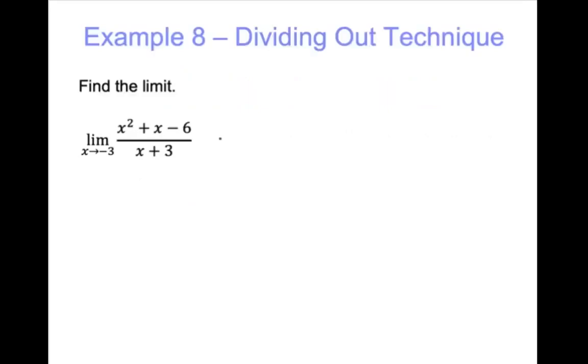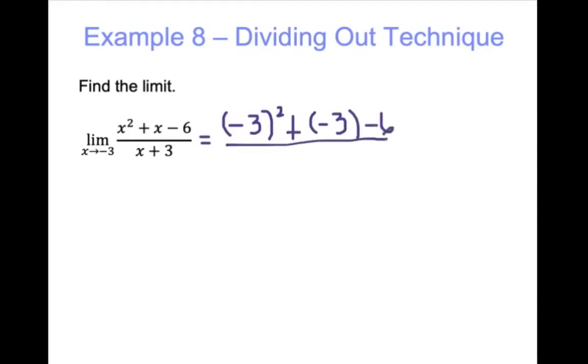Now let's practice the dividing out technique using example 8. We are asked to find the limit as x approaches -3 of x squared plus x minus 6 over x plus 3. Now we can try to use direct substitution, but let's see what we get. So it's going to be -3 squared plus -3 minus 6 over -3 plus 3.